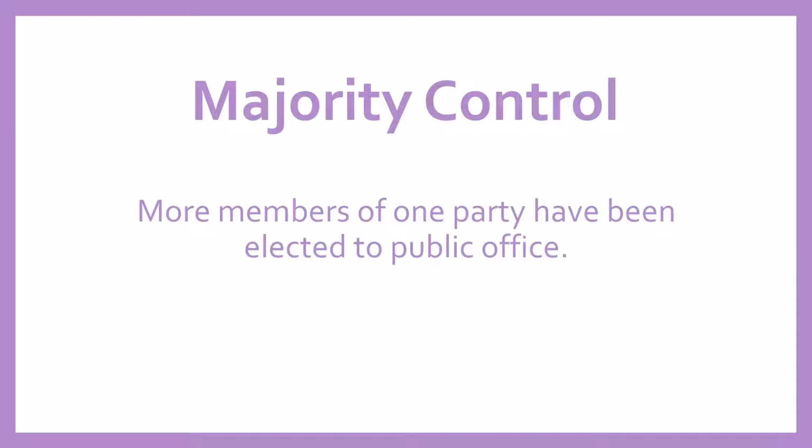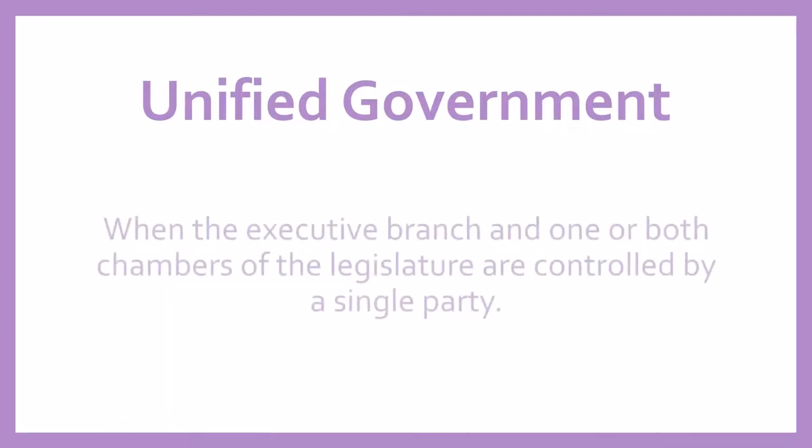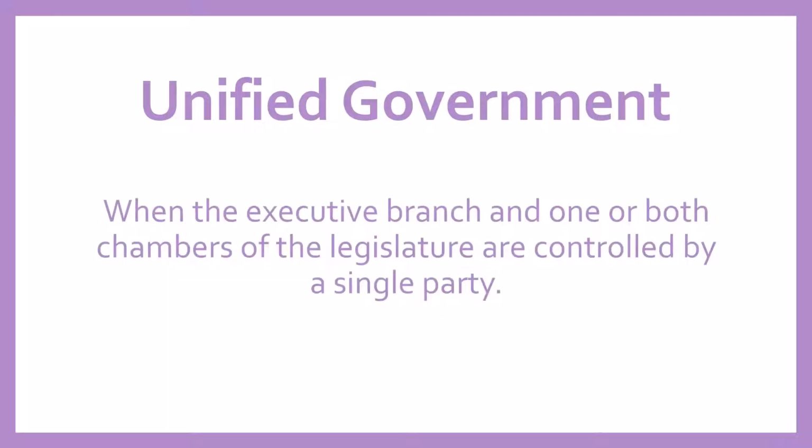The party that has majority control gets to set the agenda and priorities for a legislative session, and the majority party's longest-serving member of each committee will act as the committee chairperson. When the executive branch and one or both chambers of the legislature are controlled by one party, that is known as unified government. When different parties have majority control of the branches, that is called divided government.